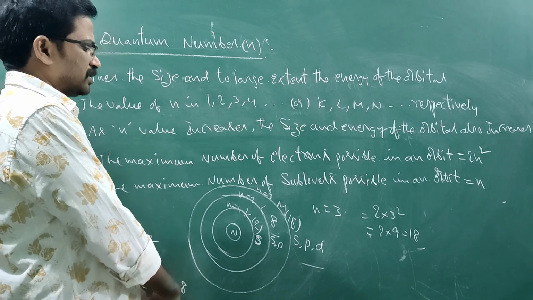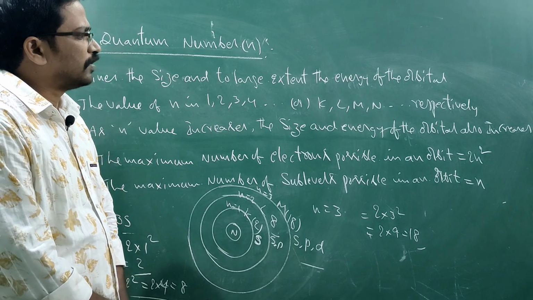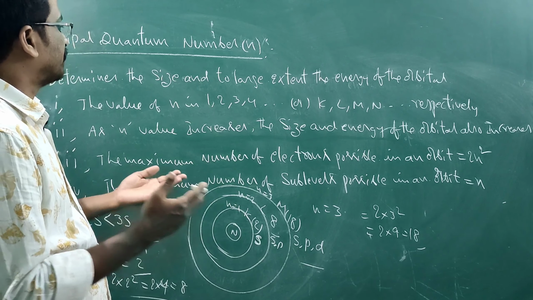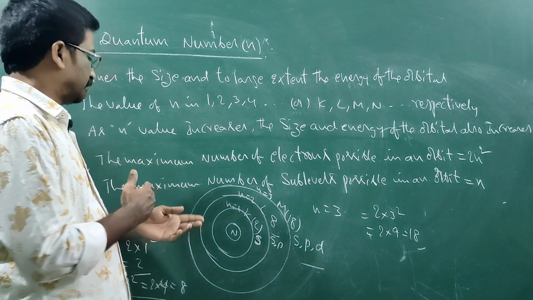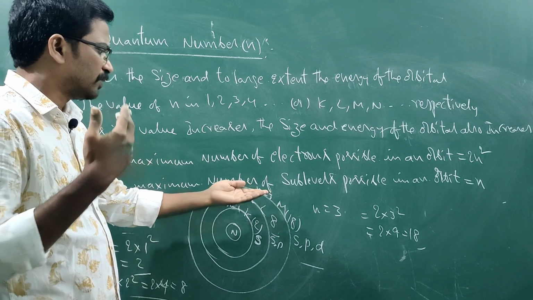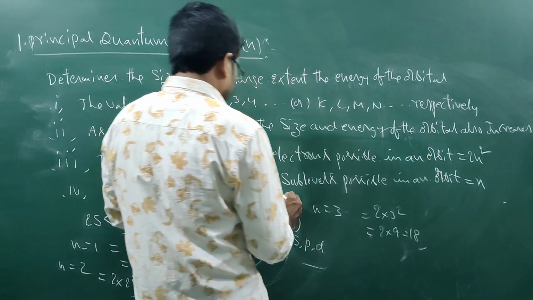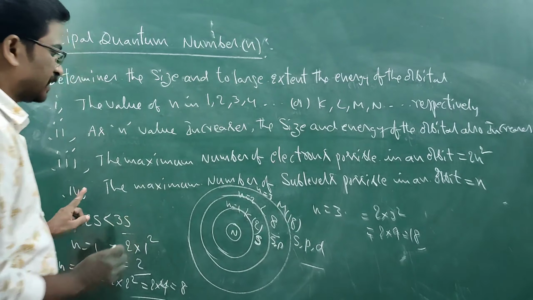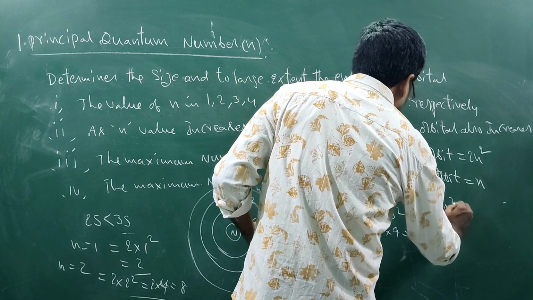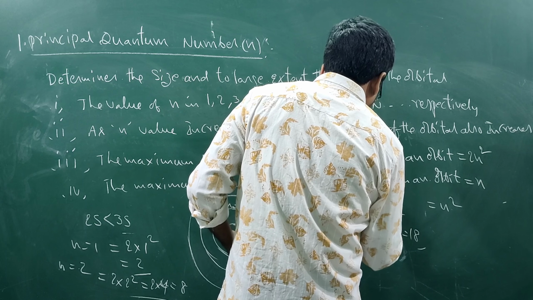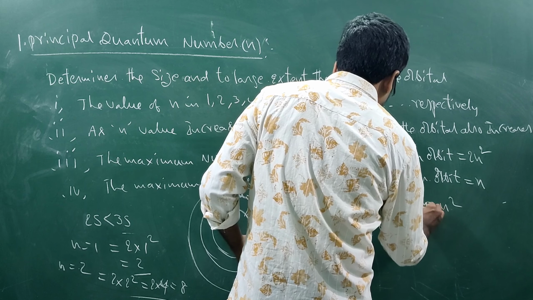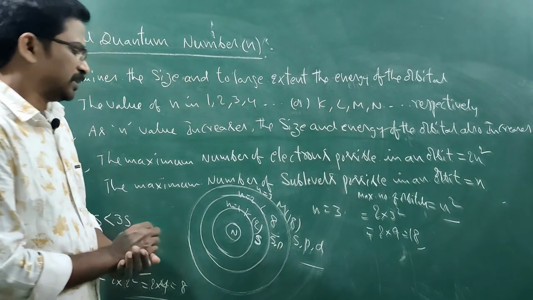Number of orbitals. The maximum number of orbitals possible in a shell is n square. Maximum number of orbitals possible are n square.